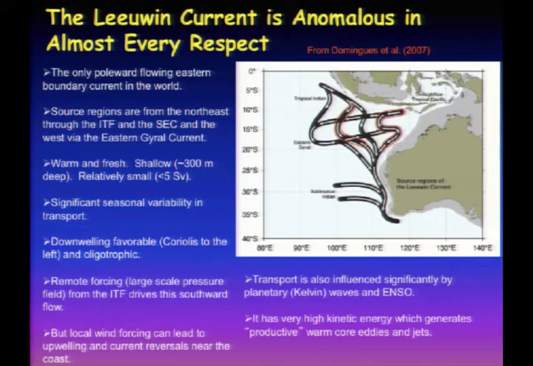The transport of the Leeuwin is also influenced by remote forcing, by planetary Kelvin waves. I've mentioned that those Kelvin waves coming across the equator split. Some go south, and those can influence the transport of the Leeuwin Current. And also ENSO can influence it. It tends to be inversely related to ENSO, so the Leeuwin Current tends to be stronger during La Nina. Okay, and as Anya has already talked about, it has very high kinetic energy, generating a lot of eddies down here that creates what she's talked about, these productive warm core eddies and jets. But I'll kind of skim over that because she's really covered it.